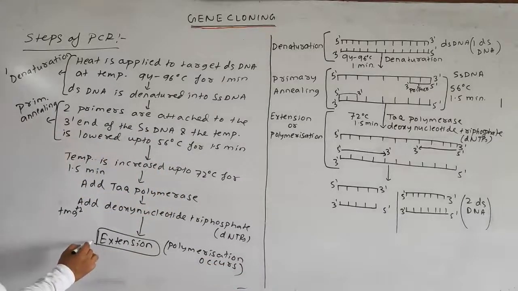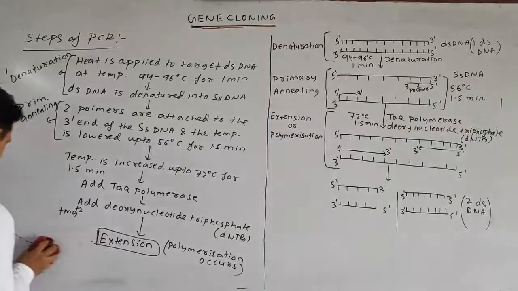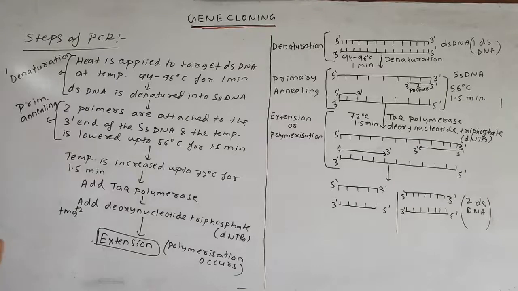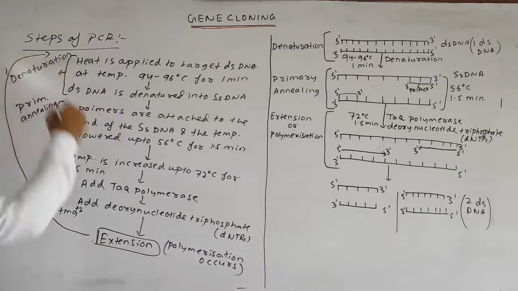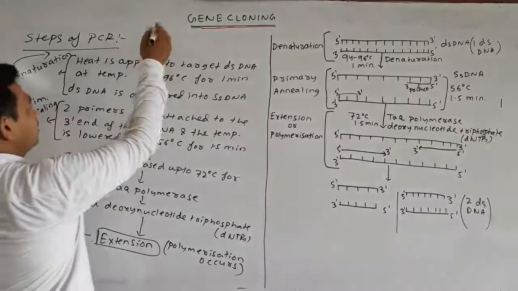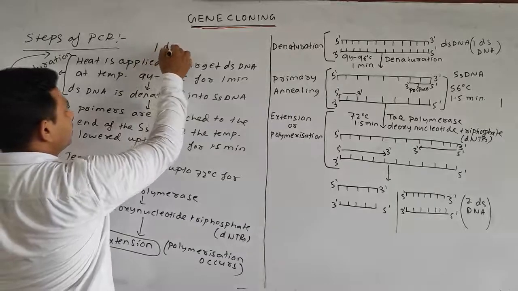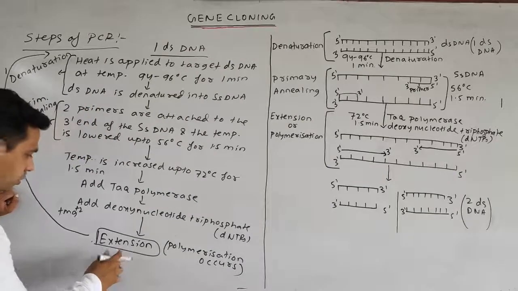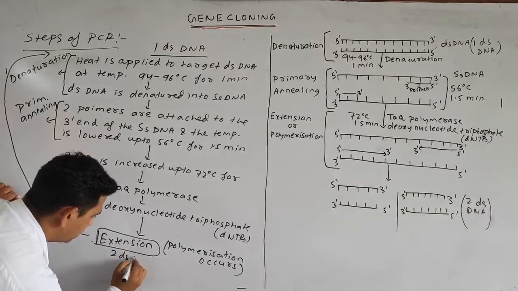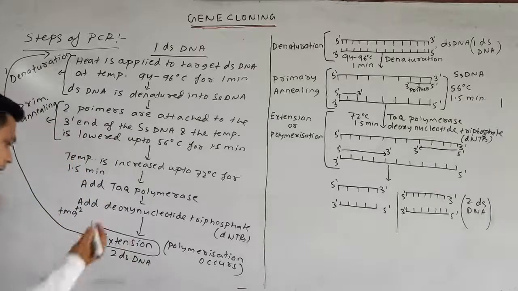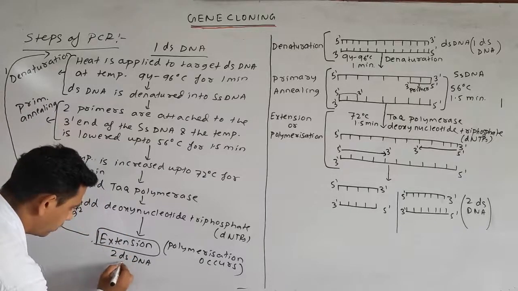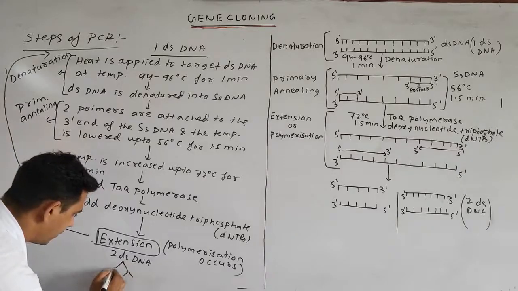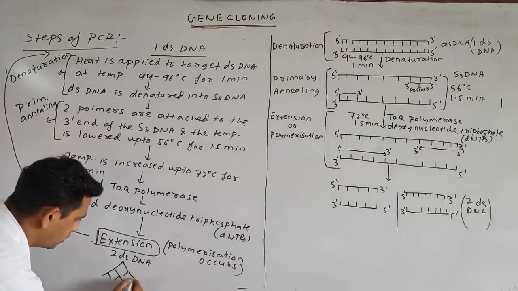After that the cycle goes on. At the starting there is one double stranded DNA, from which at the end of the process we find two double stranded DNA. Then from the two, it will further divide and go. Like this we will get millions of copies.